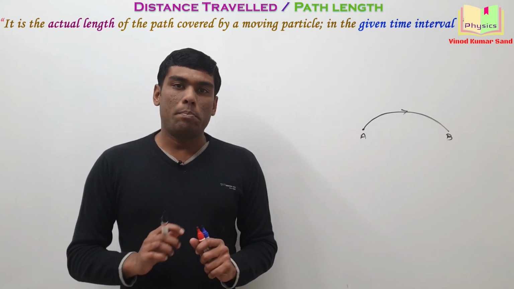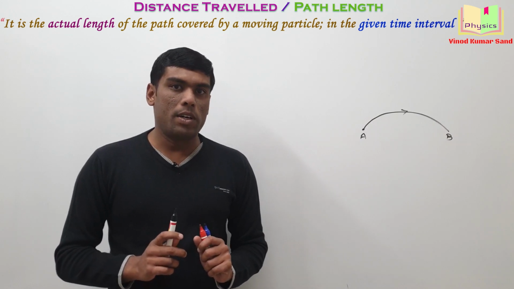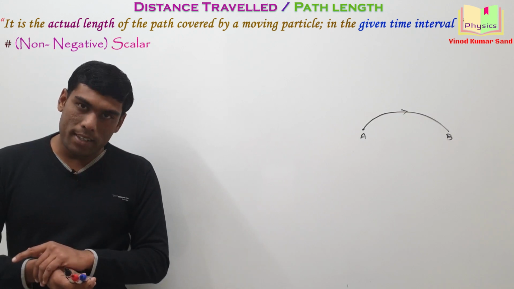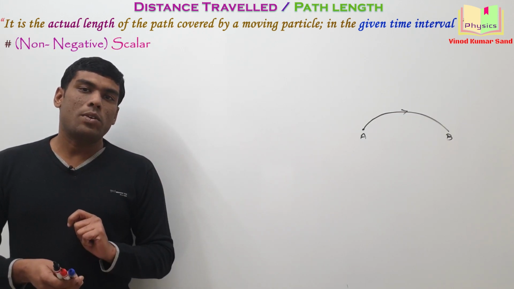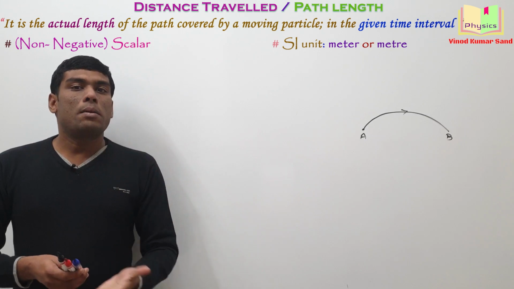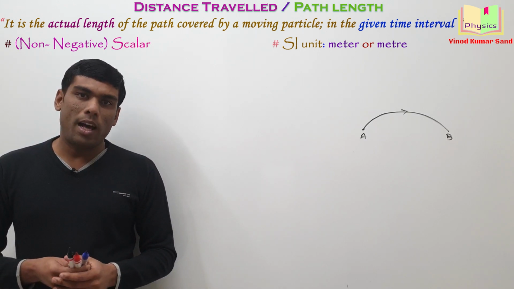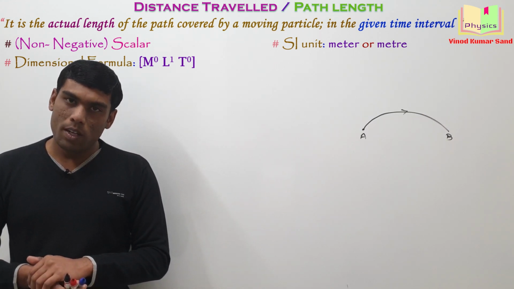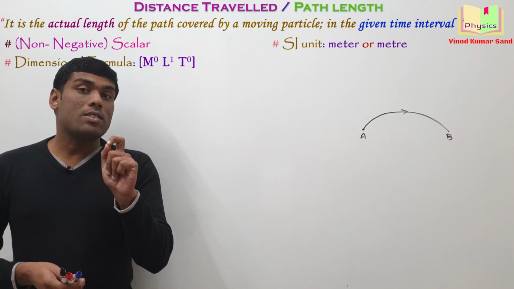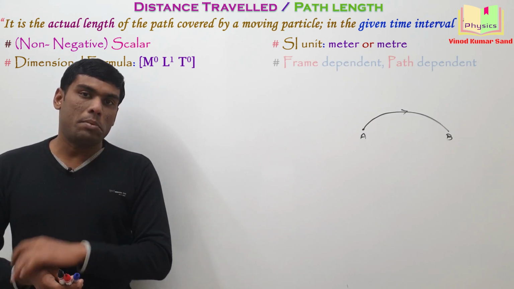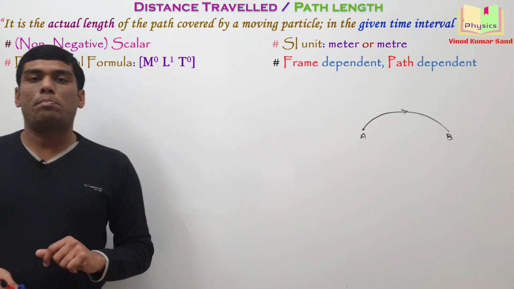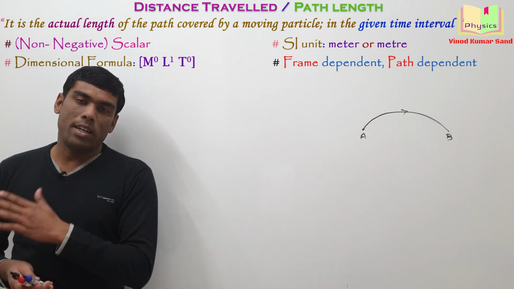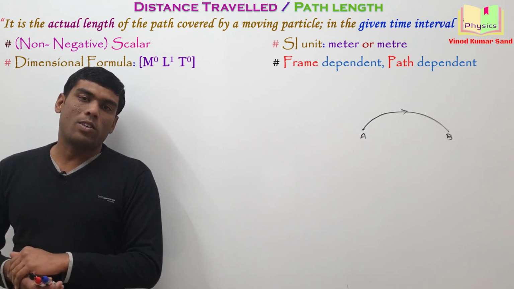Let us write a few important points about the distance traveled. Number one, the distance traveled is a scalar quantity. Number two, its SI unit is meter. Number three, its dimensional formula is mass to power 0, length to power 1 and time to power 0. Number four, the distance traveled is a frame dependent quantity. For example, if we consider that train example again, you are sitting inside the train and the train is in motion. You look at your luggage.